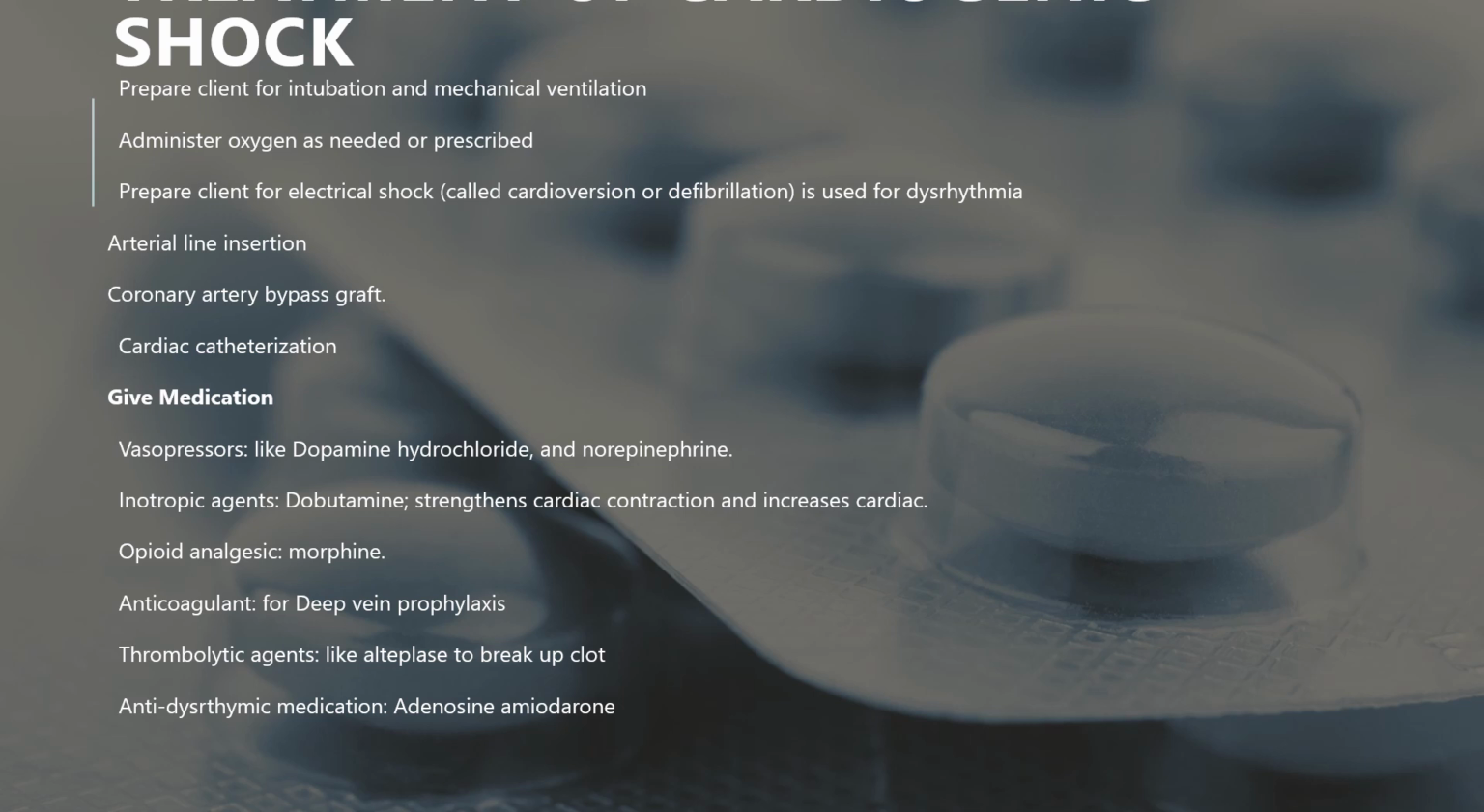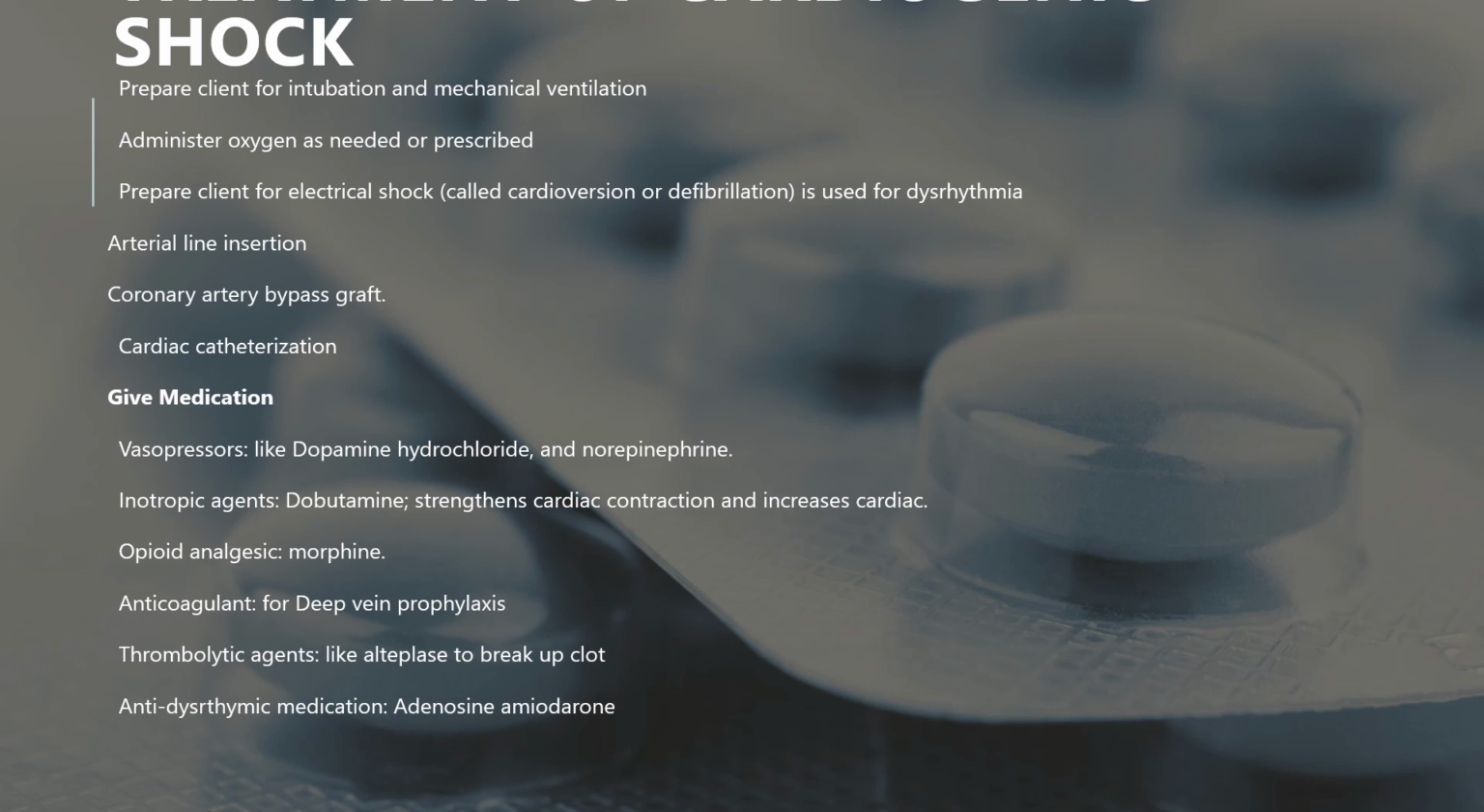We also give medication like vasopressors, for example dopamine hydrochloride or norepinephrine. They strengthen cardiac contractility and increase cardiac output. It increases kidney perfusion at low doses, but decreases kidney perfusion at high doses. Administer by continuous IV infusion with constant hemodynamic monitoring. Monitor urine output. Administer through a central line to prevent extravasation.